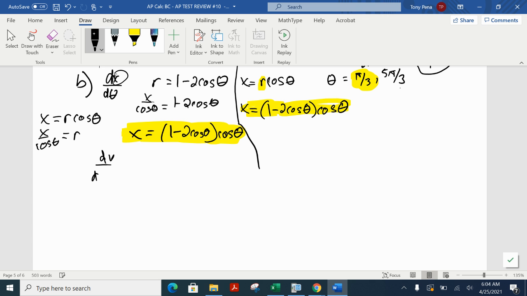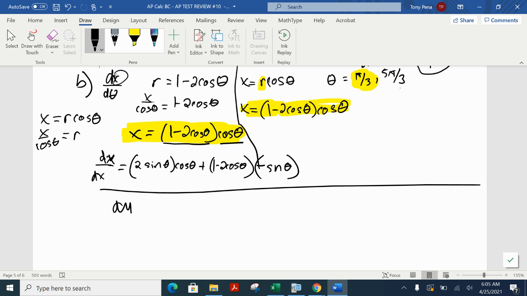So dx d theta, this is a product rule, first term, second term. So the derivative of that first term would be what, 2 sine of theta? Leave the cosine alone. Plus, leave the first term alone, and then the derivative of the second one would be a negative sine of theta. Do not even think about simplifying that. They're going to be completely happy with that as your answer. So just leave it.